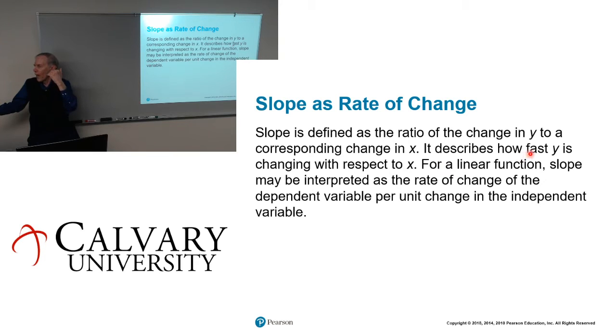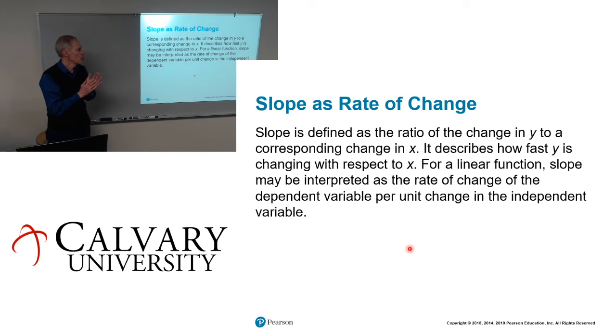So it describes how fast a y coordinate is changing with respect to x, or as they're talking about these other values of dependent and independent. So the independent variable is x and the dependent variable is y, but the concept is simply that it is a rate of change.